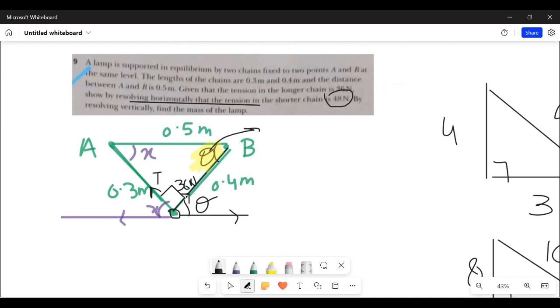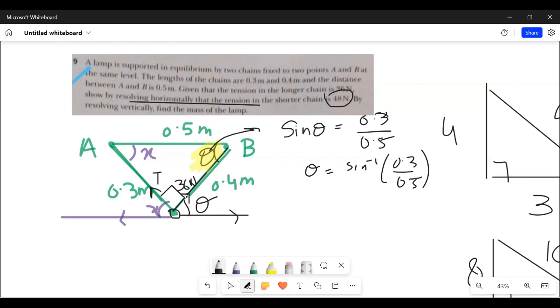Now, if it's a right angle triangle, finding theta and finding x becomes a lot easier. So to find theta, I can use sine, cos, or tan, since we have all three lengths. So if I use sine theta is equals to perpendicular 0.3 over hypotenuse 0.5. So theta would be sine inverse 0.3 over 0.5. It will give you the same answer as before.